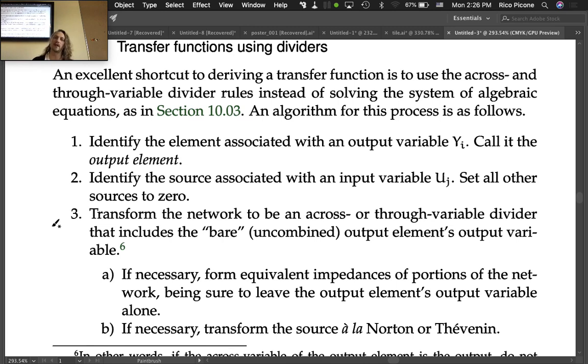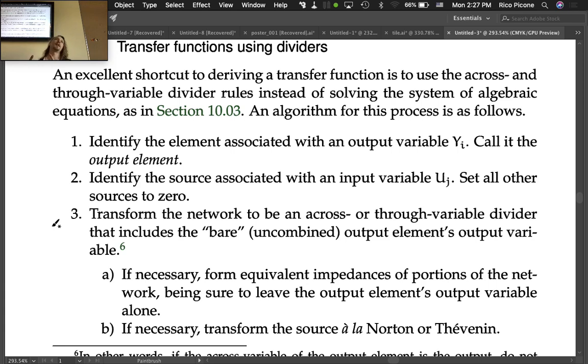3. Transform the network to be an across or through variable divider that includes the bare or uncombined output element's output variable. Okay, so this is a little bit subtle. If you combine your output element with other elements, then you might lose access to the output variable you want, right? For instance, if you want to know what the voltage is across some element, and you combine it with some element it's in series with, you've lost access to that original voltage, right? The current, if they're in series, would still be the same. So you can combine them in series without losing the current. But if you combine them in series and you needed the voltage, then you're in trouble.